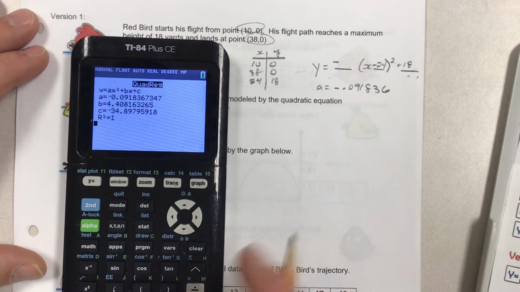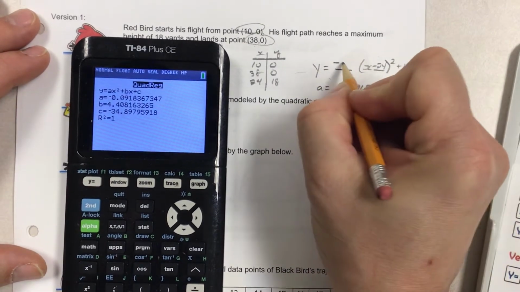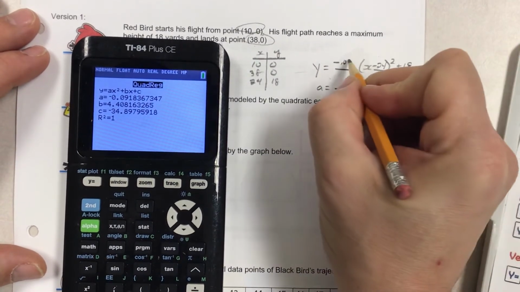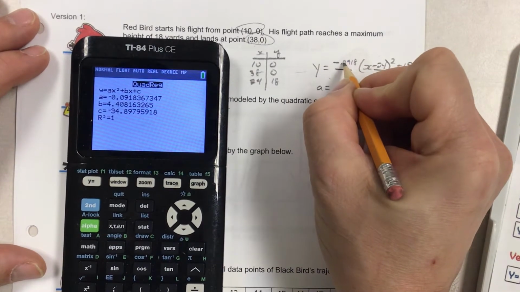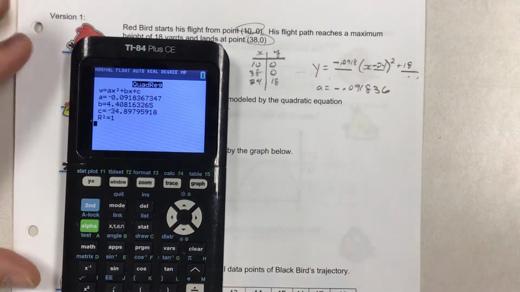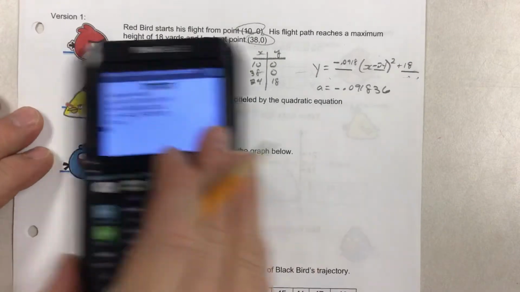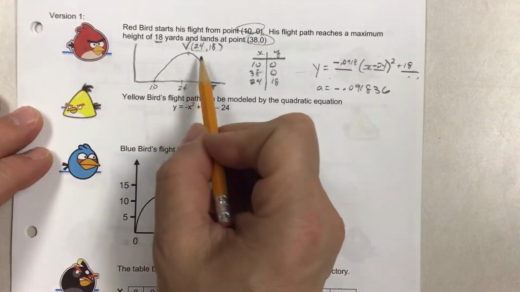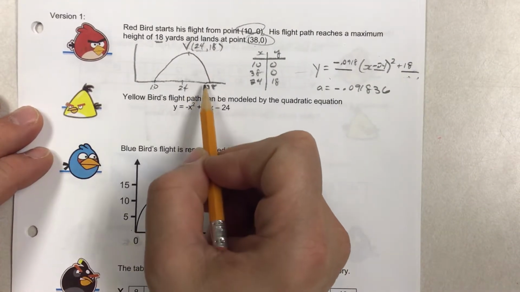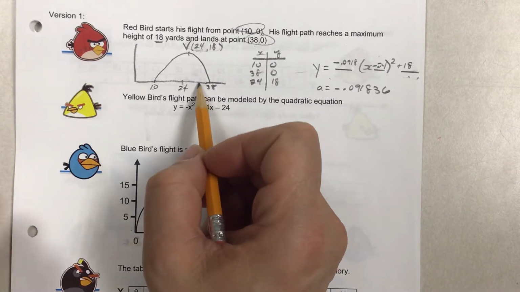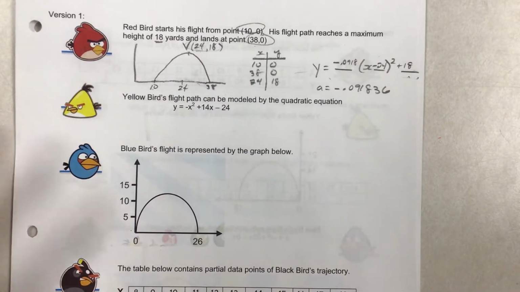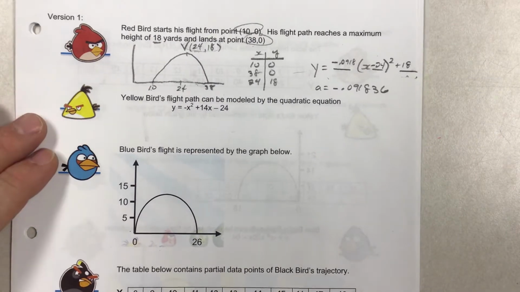Okay, there's the first equation. So the A is negative 0.0918. Okay, weird number. We would never be able to count that, right? Because that A value, over 1, down 0.0918. Oh, like you can't do that. Okay, so that's why we need the calculator for the A. So we should be able to get the vertex for everything, but use the calculator for the A values.